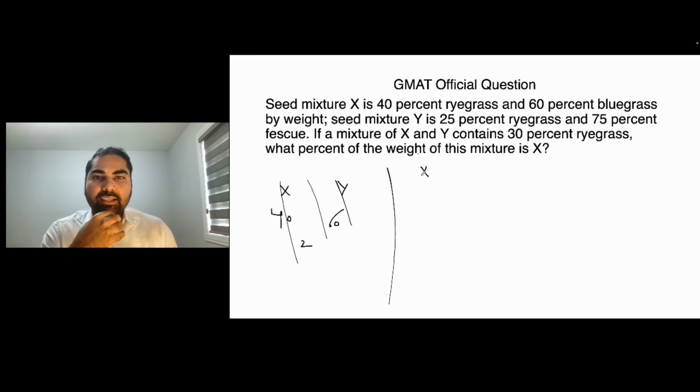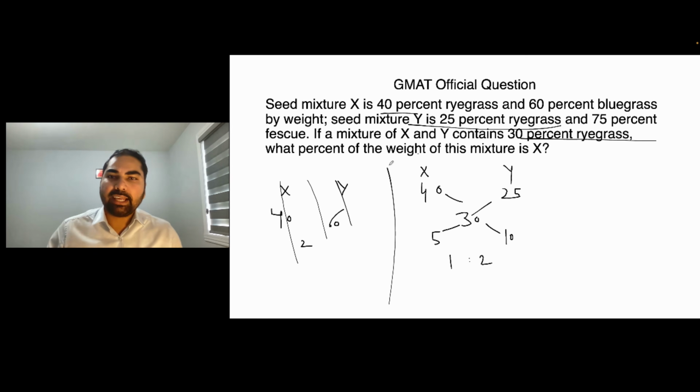X here is 40% ryegrass, right? So X is 40% ryegrass, and you've got mixture Y, which is 25% ryegrass. You mix them together, you get 30% ryegrass. So that's what it is, right? A lot of extra information provided there. So this minus this is 5, and this minus this is 10. So you can see that. That means it's mixed in 1:2.